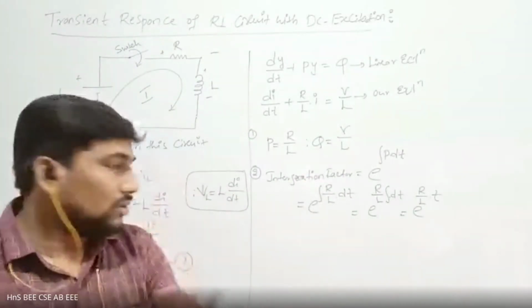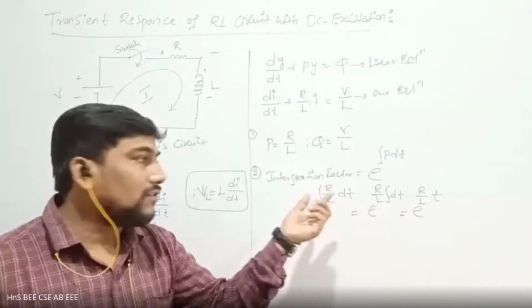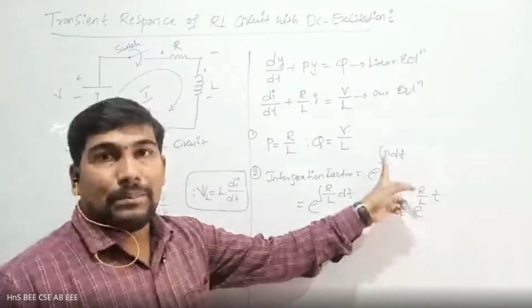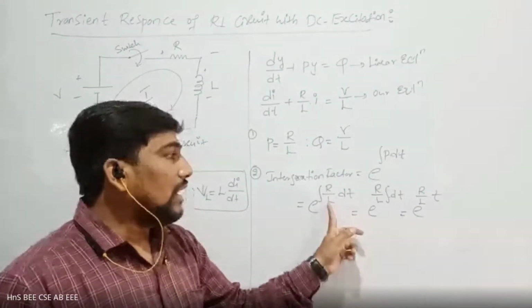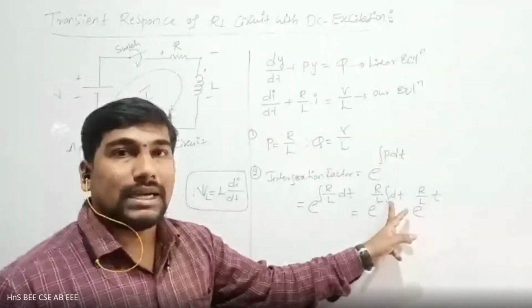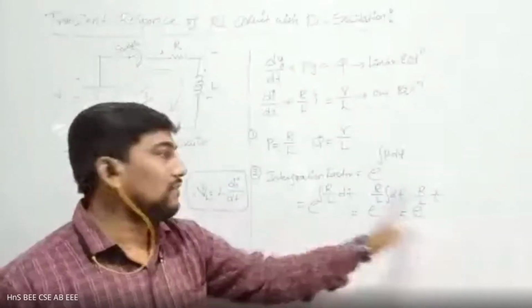Step number 3 is the integration factor. Find the integration factor. What is the integration factor formula? e power integration of p dt. Just write the p value and integrate: the integration of 1 dt is nothing but t. Then you have to get the integration of r by L into t. This is the final equation of the integration factor.